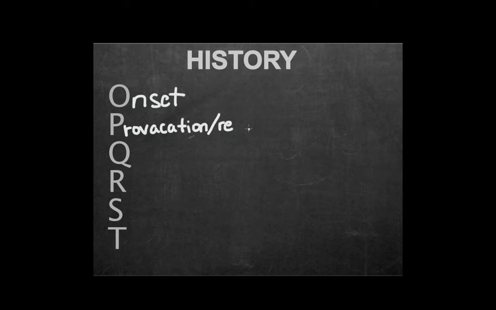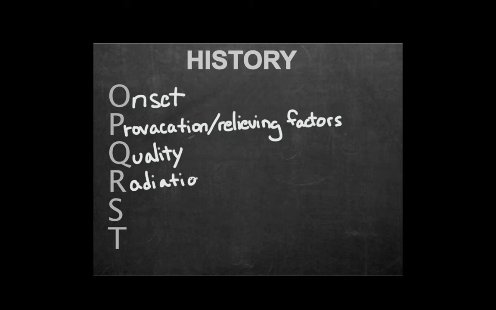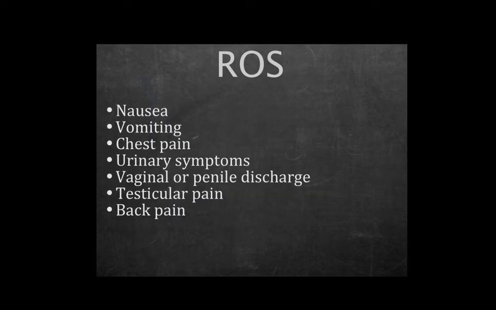Remember to ask things such as onset, anything that makes the pain better or worse, the quality of the pain, radiation, severity, and timing. For your review of systems, focus on pertinent positives. These include nausea, vomiting, chest pain, urinary symptoms, vaginal or penile discharge, testicular pain, and back pain.